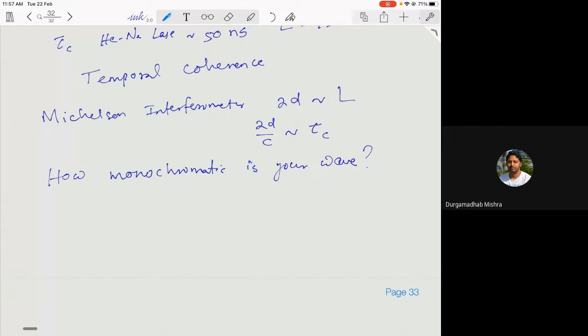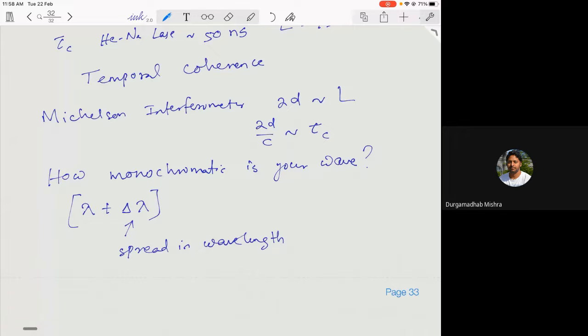From the source, the wave that comes out is not a lambda, but a lambda plus delta lambda. Okay. So this delta lambda is the spread in wavelength. And this is due to this temporal coherence nature of the wave.